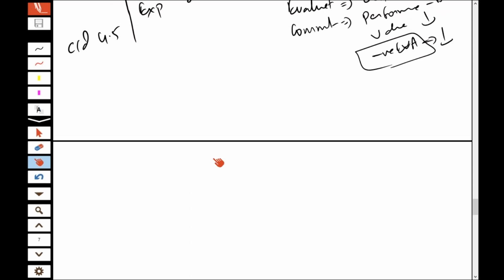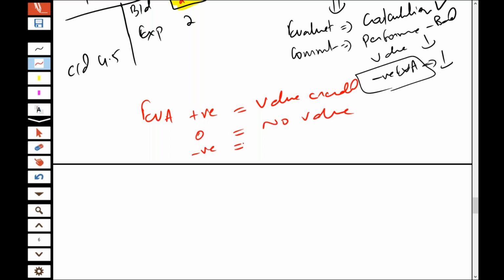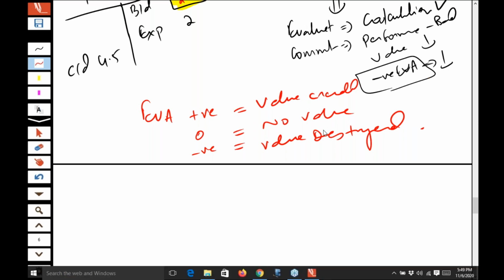So if you are going to take a decision with respect to EVA, always remember, if the EVA is positive, that means the value has been created. If the EVA is zero, no value created. If the EVA is negative, that means the value has been destroyed or has deteriorated. That's what you need to keep in mind with respect to the EVA computation. Is that fine now? Okay, great. Now, let's move forward.